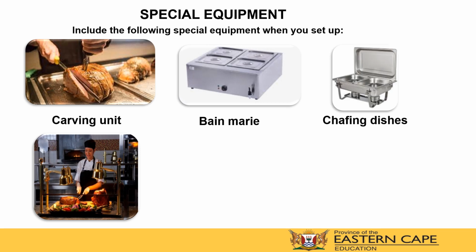Your chafing dishes. Remember, just to go back a little bit, you need to make a distinction. You need to know the differences between a bain-marie and a chafing dish. Yes, both of them are for warming food, but the bain-marie, like I mentioned, needs to be plugged into electricity, and the chafing dish uses a flammable gel.